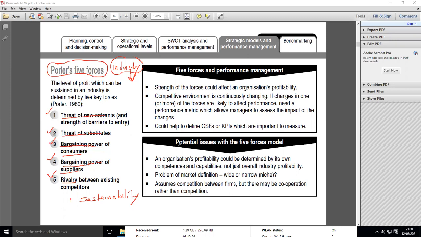So now let's go to 5 forces and performance management. Again, the issue is performance management. The strength of the forces could affect organizations' profitability, and that's true. Imagine if the customer power is very high, the bargaining power of the customers is very high. From your desired selling price of 100, they bring you down to 70. How do you make your profit if you've got customers who have this much power?